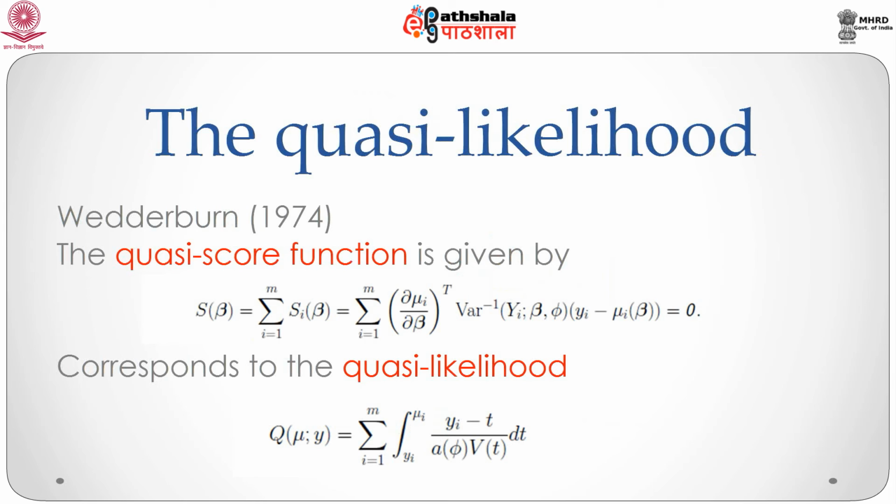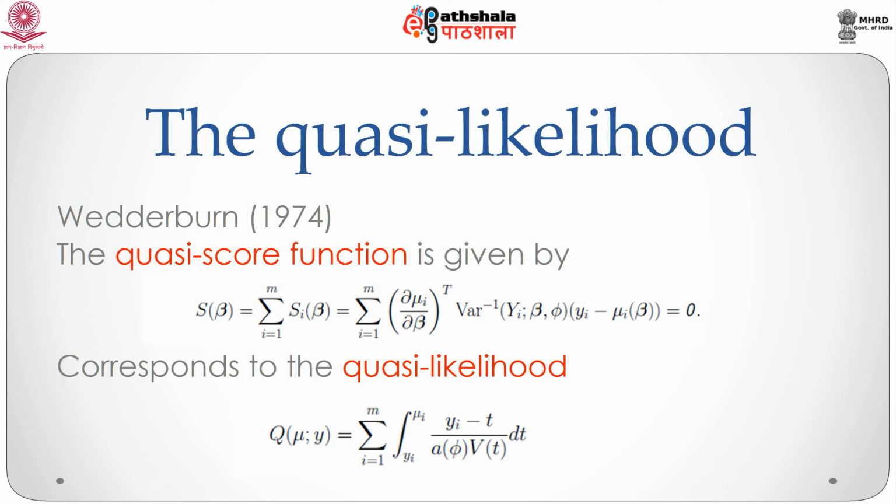The quasi-likelihood technique was introduced by Wedderburn in 1974. He defines the quasi-score function, assuming that the parameter is beta, S(beta) equal to summation 1 to m S_i(beta), where S_i is the contribution to the score function from the ith individual. Assuming a GLM, this is equal to summation i=1 to m (del mu_i del beta) prime V_i inverse (y_i minus mu_i(beta)) over phi, equal to 0.